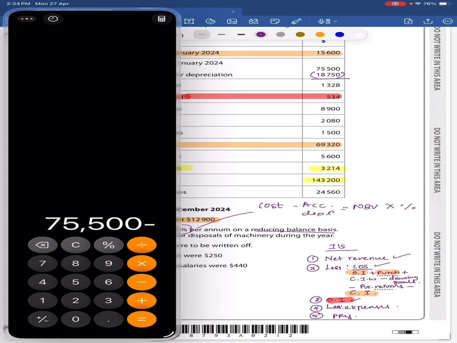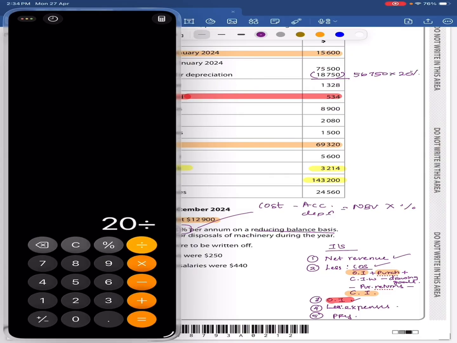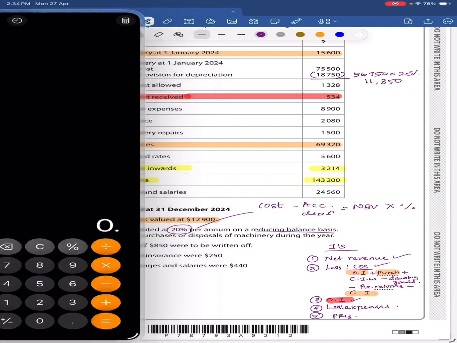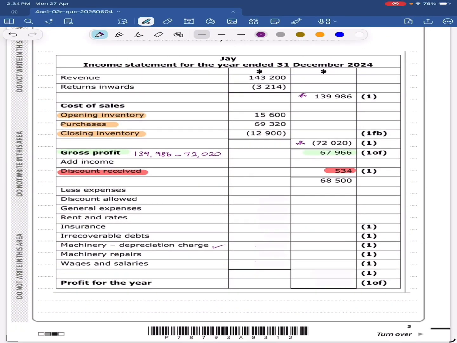So let's calculate it. 75,500, take away 18,750, you get 56,750. Let's calculate 20% of that, which should be 11,350. Now let's list this under the expenses category. Depreciation, which we calculated right now, is 11,350.